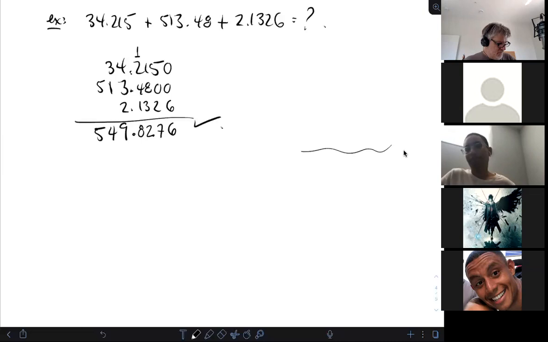Okay. So that's addition. Let's move on to subtraction.